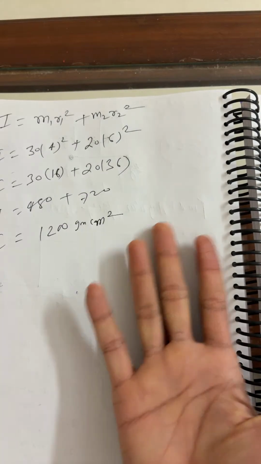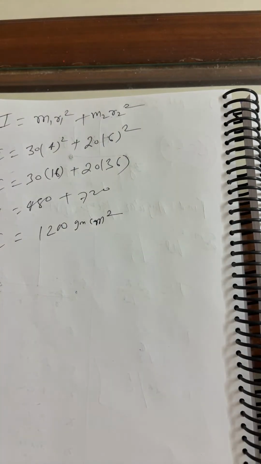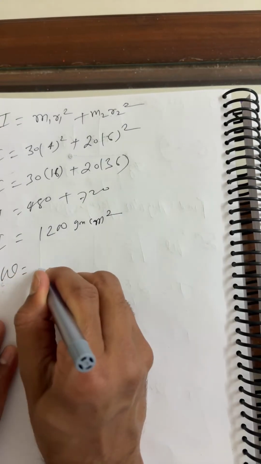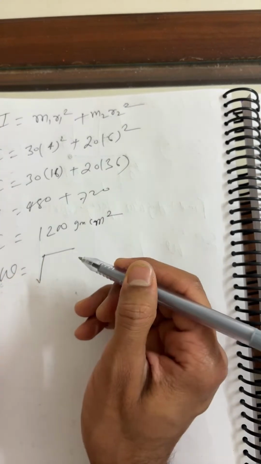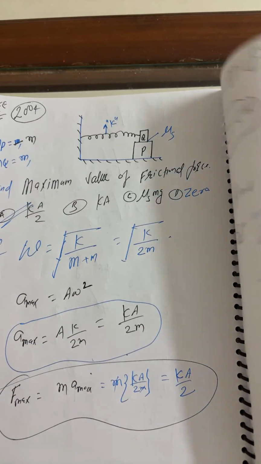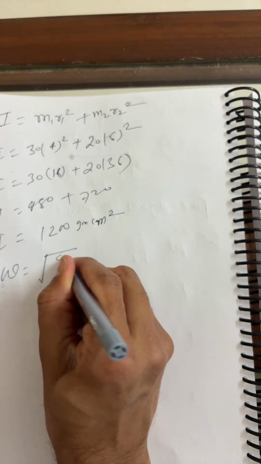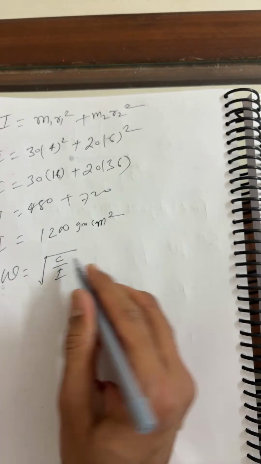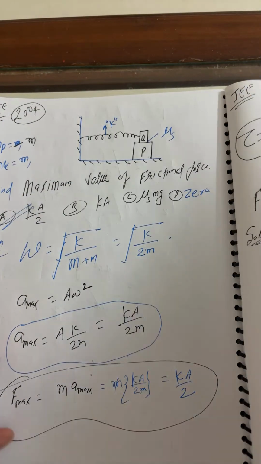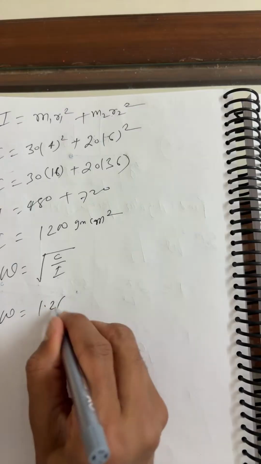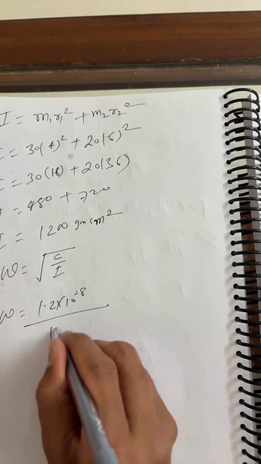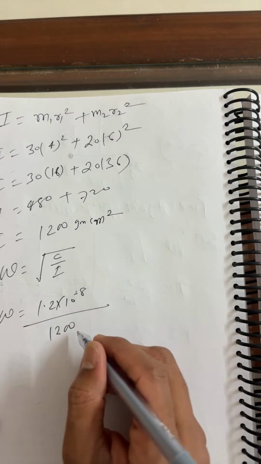We got I. Then what's the big deal? We can easily get omega here. Omega is C by I. So you can see this is C and this is I here. C is already mentioned in the question. So omega, C is how much here? 1.2 into 10 to the power minus 8, and I we just found this is 1200.